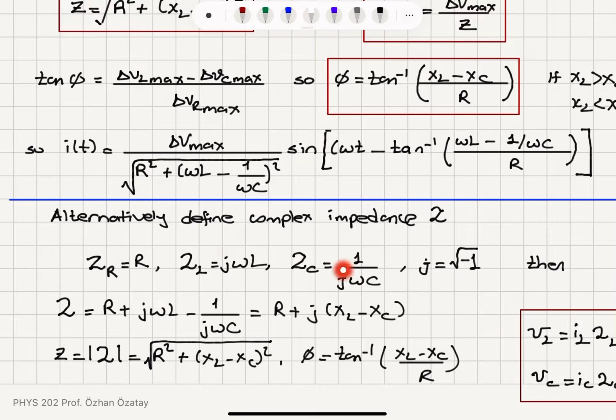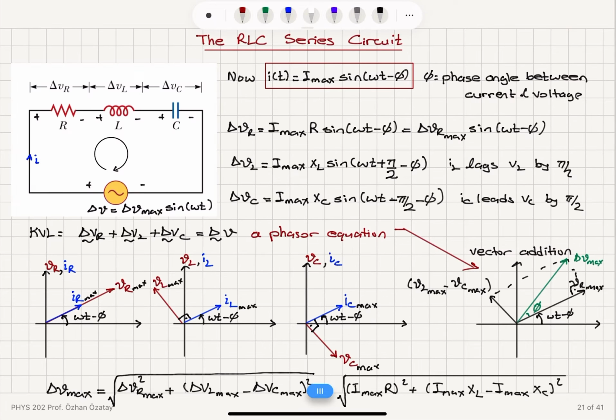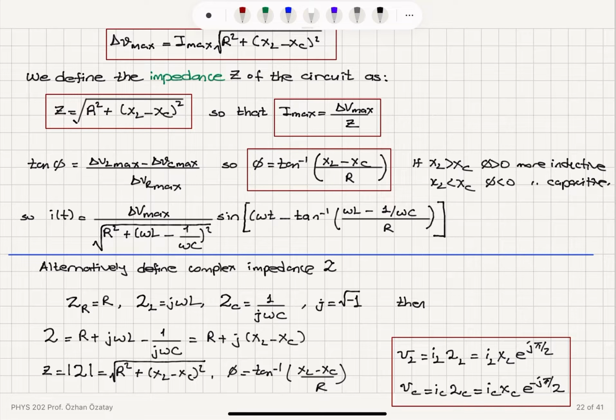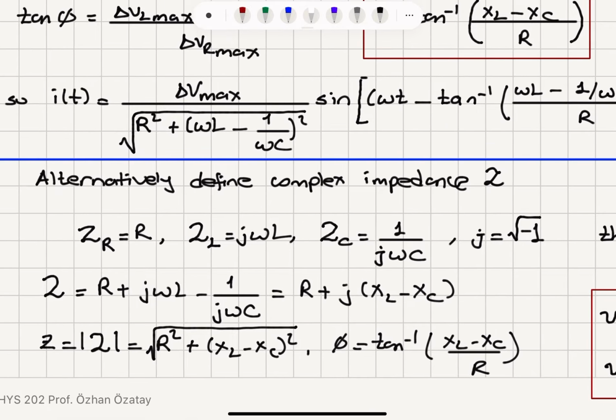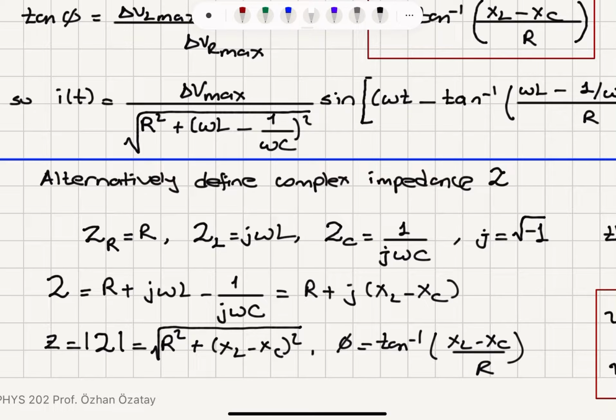So why do we introduce these factors j here? These are going to remind us of the phase relationship between the current and the voltage. Once you replace these with complex impedances, R, j omega L, 1 over j omega C, you can treat them as resistances in your circuit, so that you find the equivalent impedance as R plus j omega L minus 1 over j omega C. So this is going to be R plus j (XL minus XC).